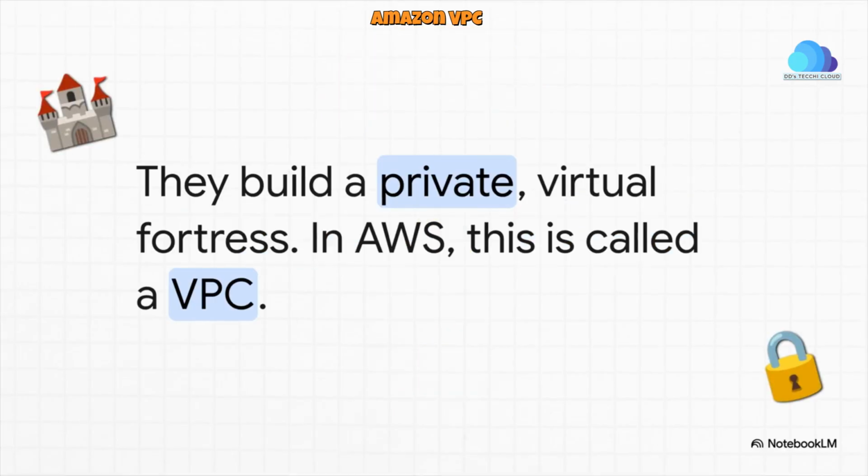Well, the answer is you build that virtual fortress we were talking about, a completely isolated network that belongs only to you. It's your own private corner of the AWS universe, totally sealed off. And in AWS, this fortress has a name. It's called a VPC. And I really can't stress this enough. It is the foundation for pretty much everything you're ever going to build and secure in the cloud.